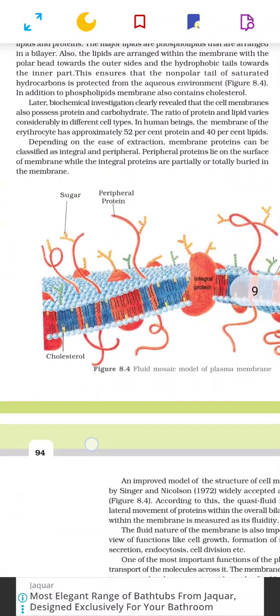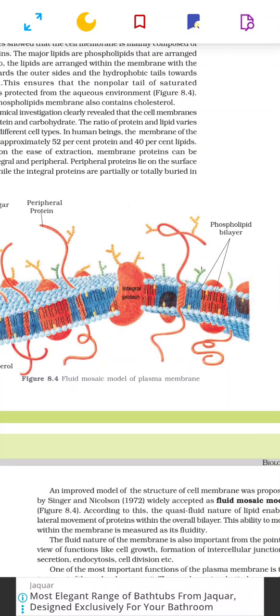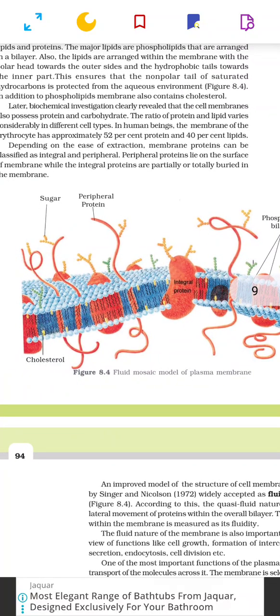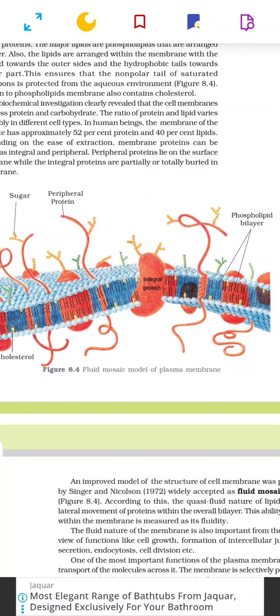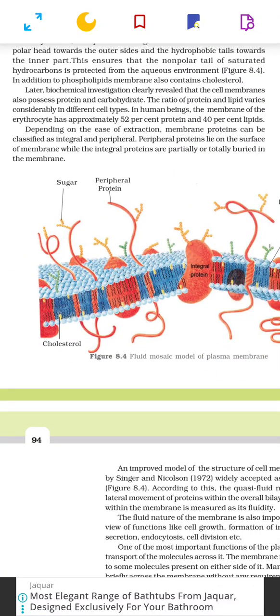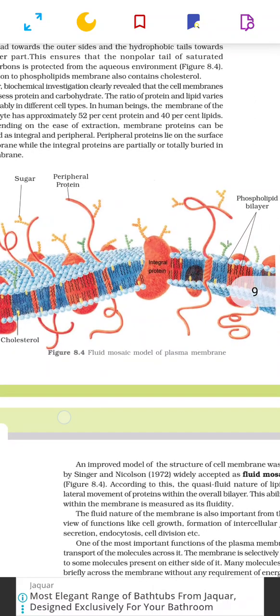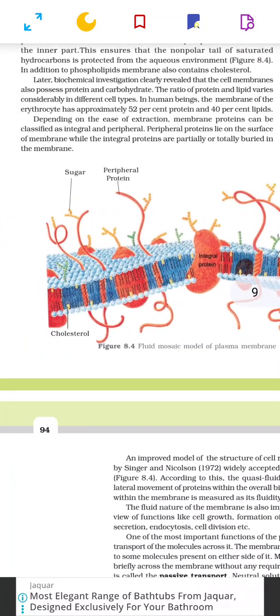In figure 8.4, the fluid mosaic model of the plasma membrane is shown, in which there is a blue outer line and a blue lower line. The blue outer and lower lines are made up of the lipid bilayer, mainly a phospholipid bilayer, in which the spherical portion represents the head and there is a tail portion also, and both are made up of lipid. There is a peripheral protein coated with sugar, that is glycosylation, and there is an integral protein and also an extrinsic protein. Cholesterol molecules are also shown in the figure.